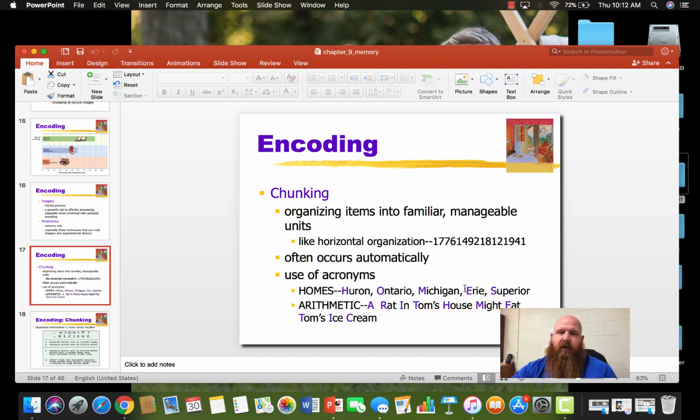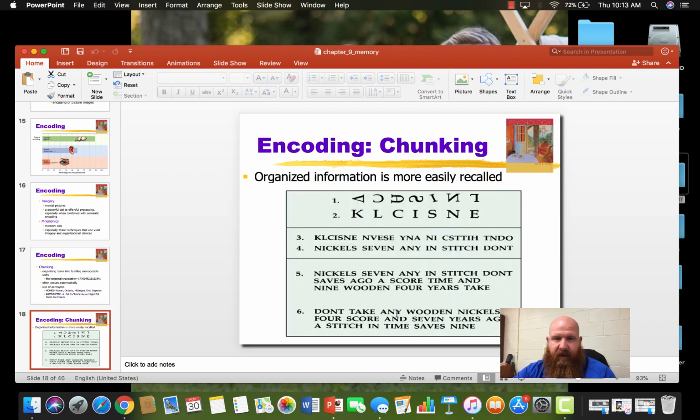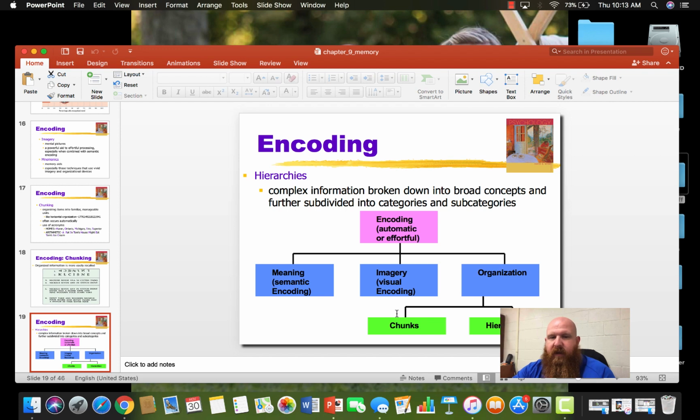We talked about chunking. I think I mentioned this in the video that was already posted online. 1776, 1492, 1812, 1941 are all important dates. Acronyms, again, Homes for the different Great Lakes, how to spell arithmetic, things like that. Did talk a little bit about hierarchies, and I've already given you an example of some hierarchies when we were doing learning. I gave you the hierarchy over classical conditioning versus operant conditioning.